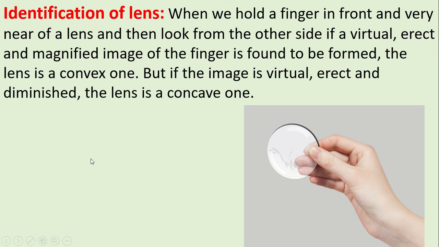How can you identify any lens, whether it is convex or concave? So in that case, you can explain it in this way. Okay.